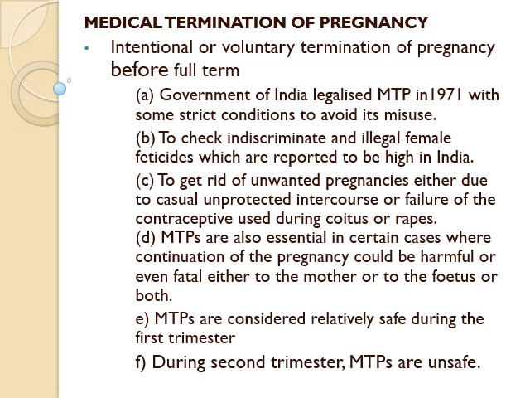MTP is used to get rid of unwanted pregnancy due to unprotected intercourse or failure of contraceptives used during coitus. When pregnancy continuation is harmful for both mother and fetus, MTPs are considered relatively safe during the first trimester. That means the first 3 months of pregnancy. In the second trimester, MTPs are much more risky.